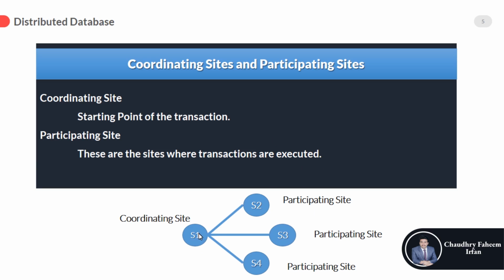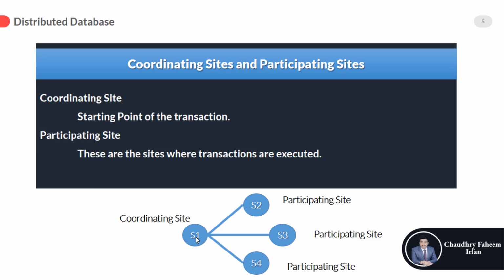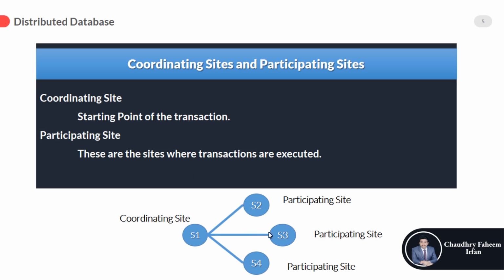We know that sometimes we want to update data at all the sites because data is replicated at all the sites. Sites where transactions are executed are called participating sites. So suppose I am here at site 1 and I want to update data which is in S2, S3 and S4. So S1, the starting point of the transaction, is called the coordinating site. So S2, S3, S4, these are the participating sites.